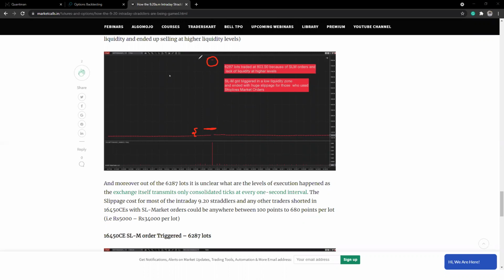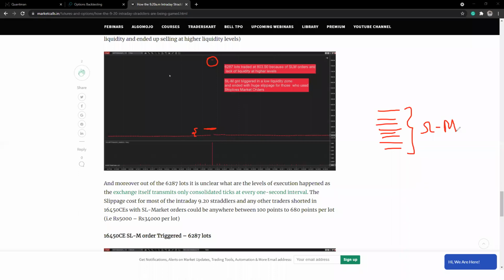Why did the price go to 800 points? Many traders keep a stop loss. Most of the traders keep a stop loss, so the stop loss itself will be kind of layered. Some people might have kept a stop loss around 120, some around 140, some at 160, and then 200, 240. So a lot of sequence of stop losses will be there. All these orders are mostly SLM orders, stop loss market orders.